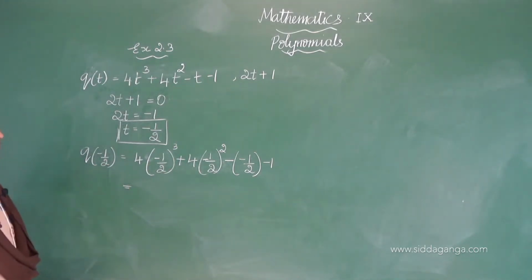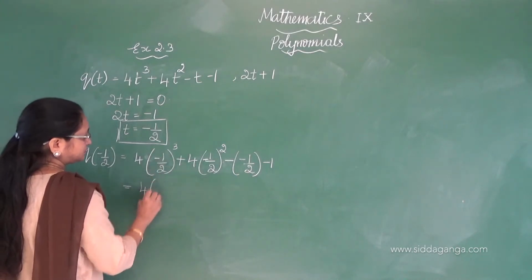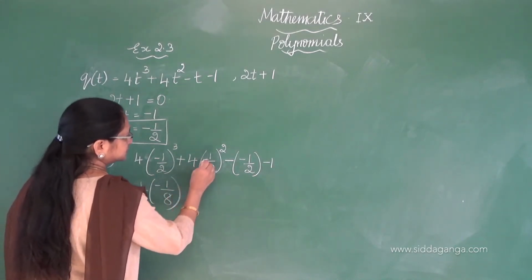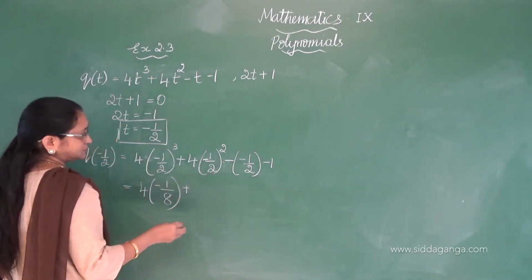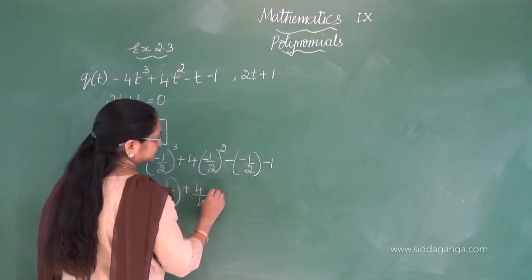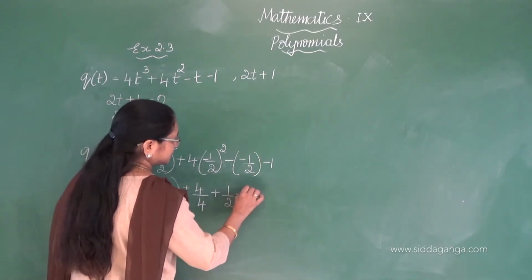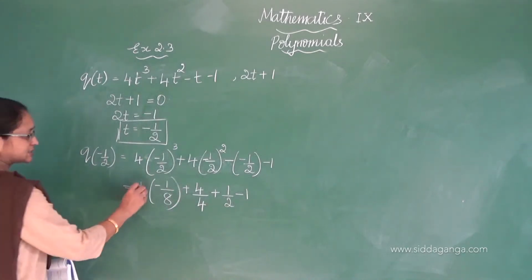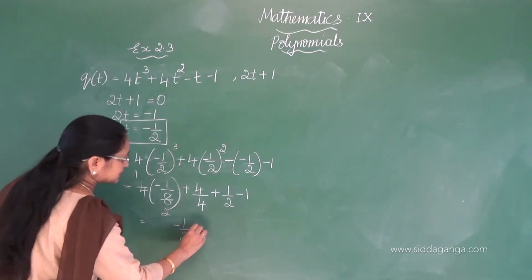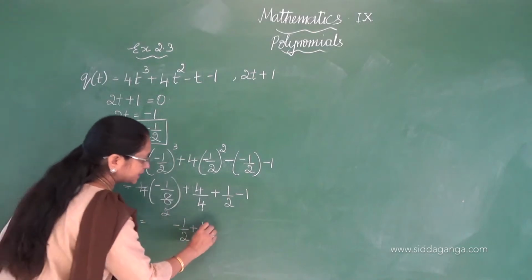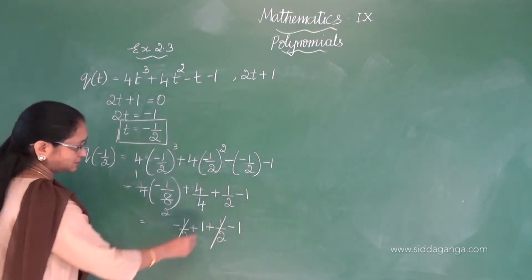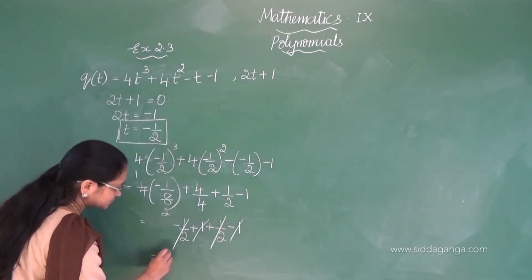Now answer. So here 4 into minus 1 by 2 to the 4, 4 to the 8. Then here minus half square, 4 by 4. And here minus into minus plus half minus 1. Now here you know it gets cancelled, so this will become minus half plus 1, because 4 by 4 is 1, plus half minus half. See, minus half plus half gets cancelled, plus 1 minus 1 gets cancelled, giving you 0.